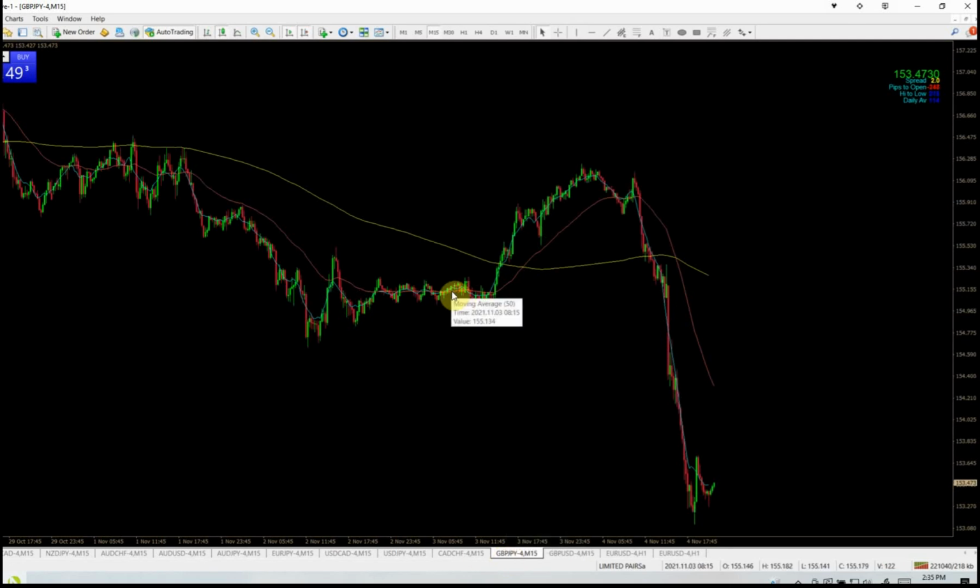So this is the pound yen, looks just like the pound dollar, same setup, 15-minute chart. And again, guys, let me put a box around this retracement area right here. So here we are on the 15-minute. Here's this retracement area, where price breaches back above the 200.